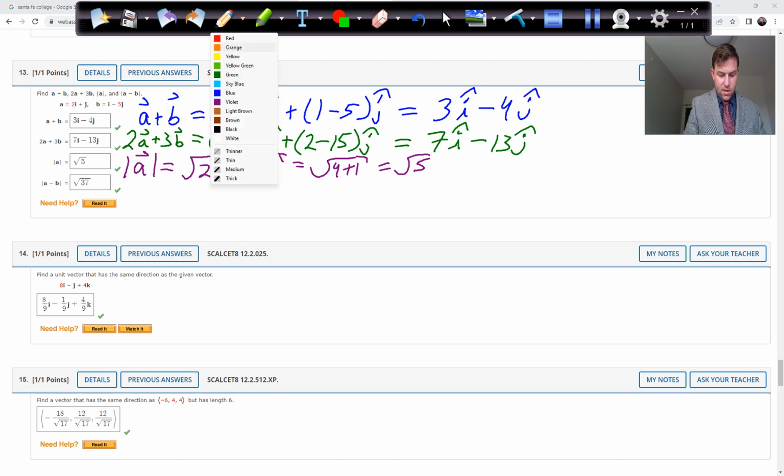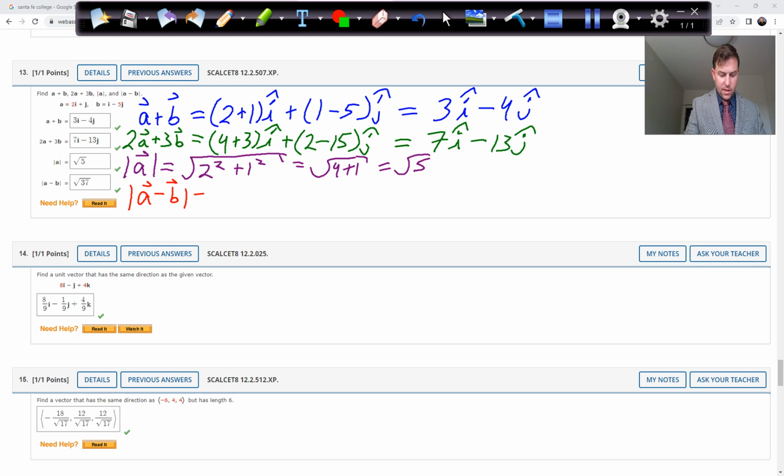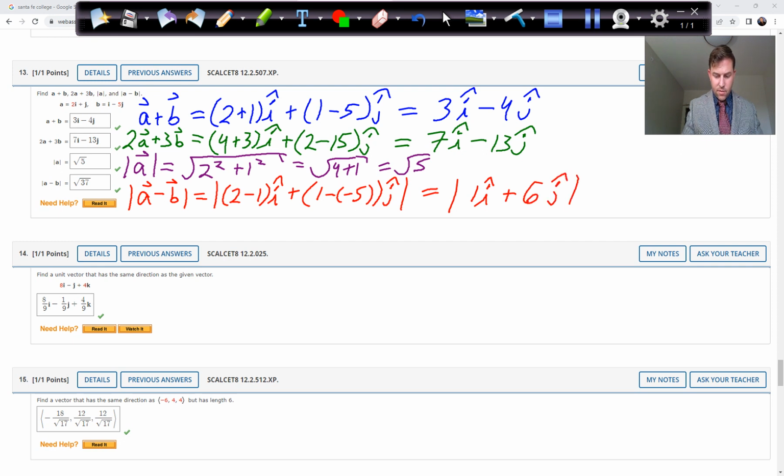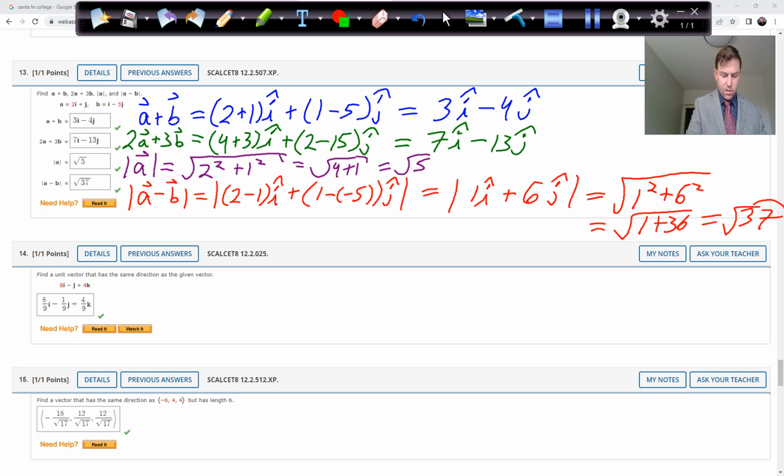Now they want us to find the length of the difference of a and b. So first we have to find the difference of a and b vectors, subtract them, and then calculate the magnitude. So the difference of those two vectors would be 2 minus 1 on the i, plus 1 minus minus 5 on the j, which would equal the magnitude of 1i, plus 1 minus minus 5 would be 1 plus 5, 6 in the j component. And just Pythagorean theorem those, it would be 1 squared plus 6 squared, square root of 1 plus 36. Root 37 does not simplify, so we call it root 37. Okay, so a little bit different, but hopefully not too bad.